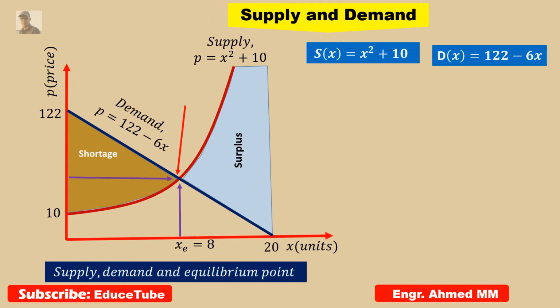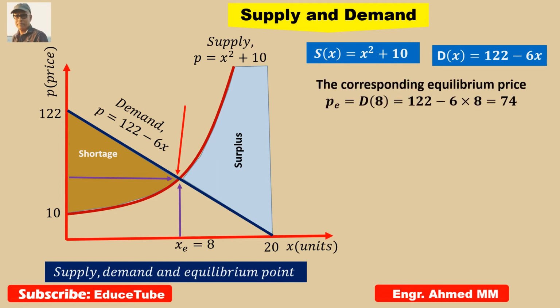So the equilibrium price can be obtained by substituting x equal to 8 into either the supply equation or the demand function, either one. So we will use the demand function. In this demand function, we are putting x equal to 8, and here we need to find the value for the price.